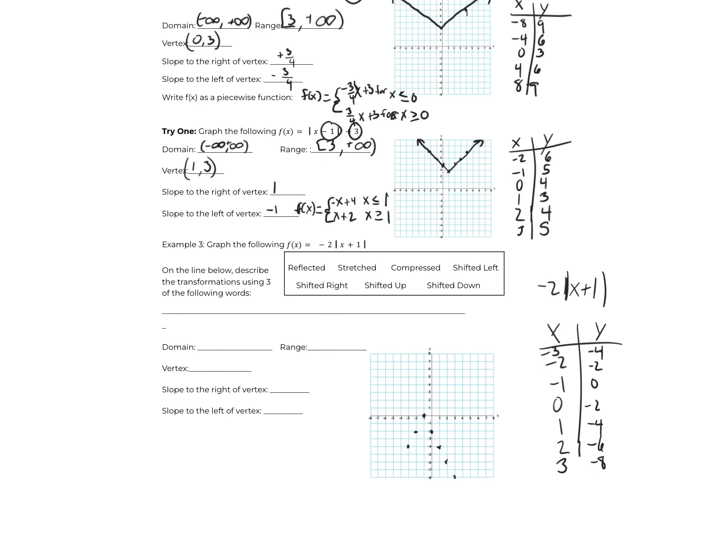So you'll see this forms a V shape still, but this time it opens down. So this one is, we would say it is reflected. Reflected across the x-axis. Right? Because instead of opening up, it's opening down.